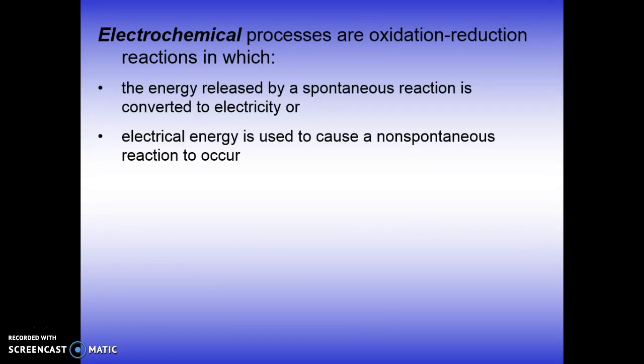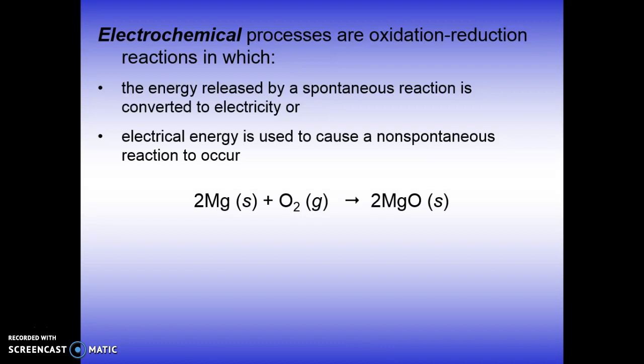So electrochemical processes are all oxidation and reduction processes. The energy is released if it's a spontaneous reaction and it's converted into electricity, or like we said before, electrical energy is used in order to cause a reaction to occur. So here's an example of a redox reaction.